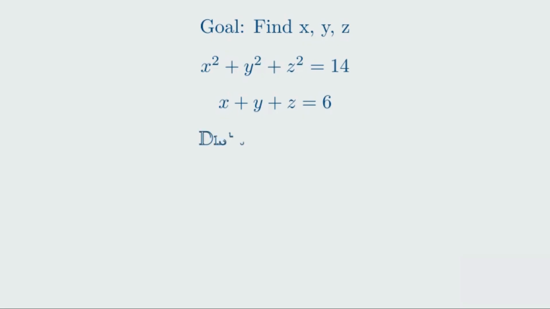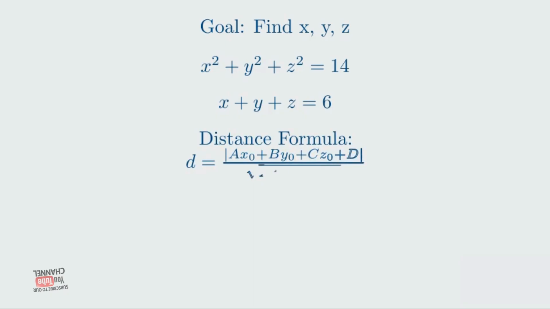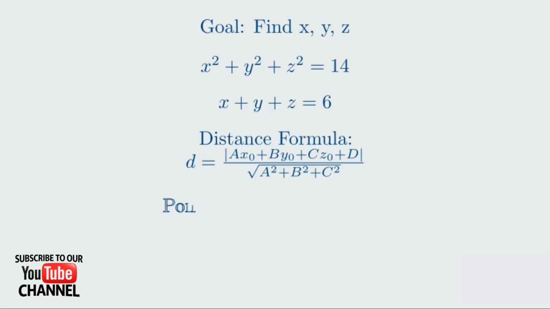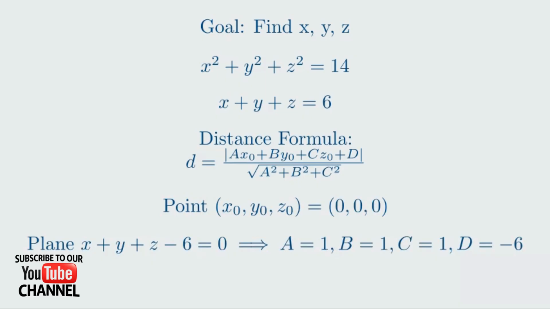The formula for the distance from a point, x naught, y naught, z naught, to a plane ax plus by plus cz plus d equals 0 is the absolute value of ax naught plus by naught plus cz naught plus d, all divided by the square root of a squared plus b squared plus c squared. In our case, the center of the sphere is the origin, 0, 0, 0. The equation of our plane is x plus y plus z minus 6 equals 0. So, our point is 0, 0, 0, and our plane has a equals 1, b equals 1, c equals 1, and d equals negative 6.